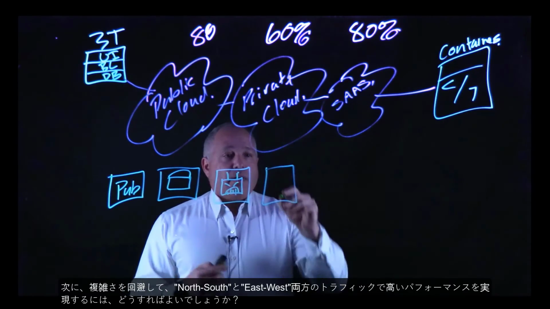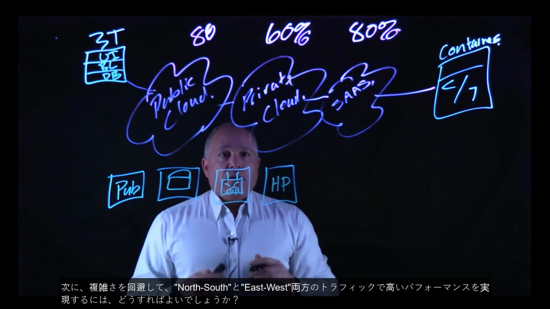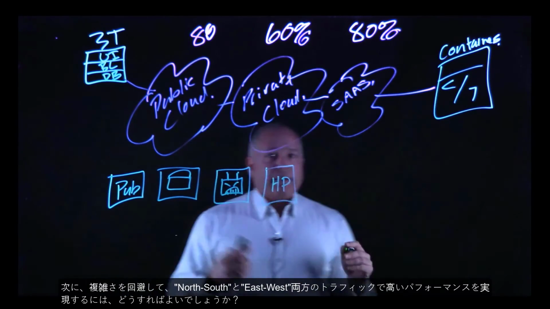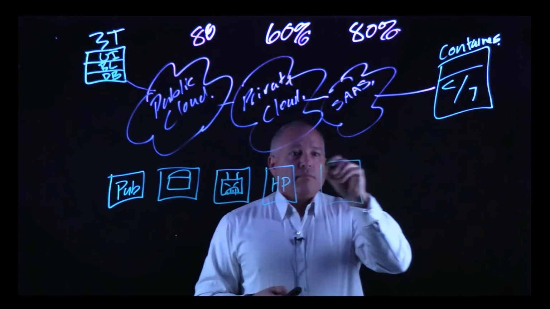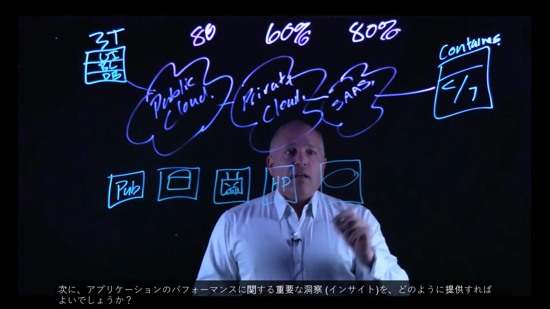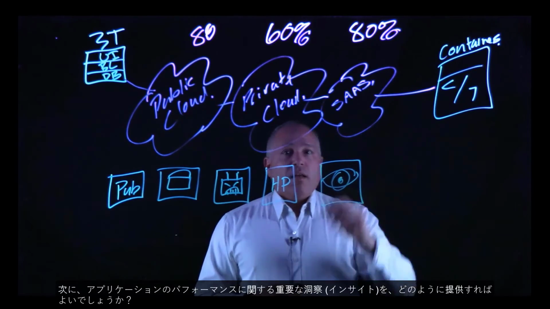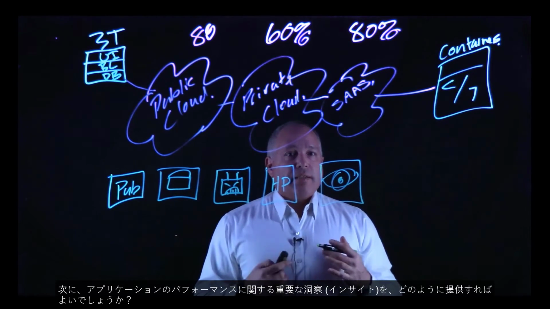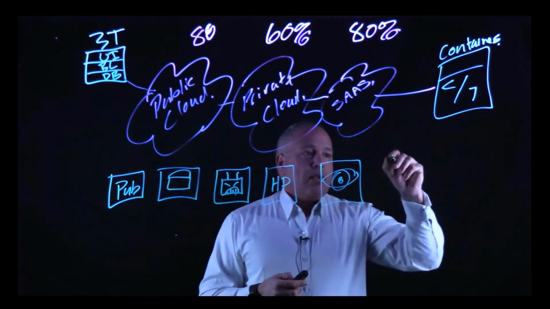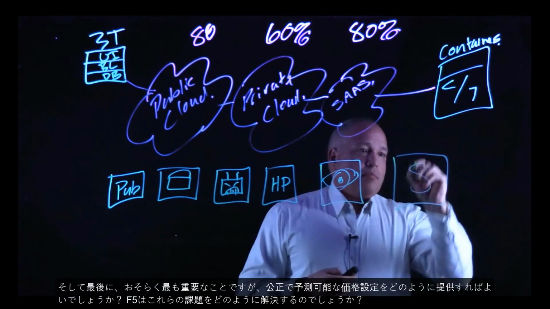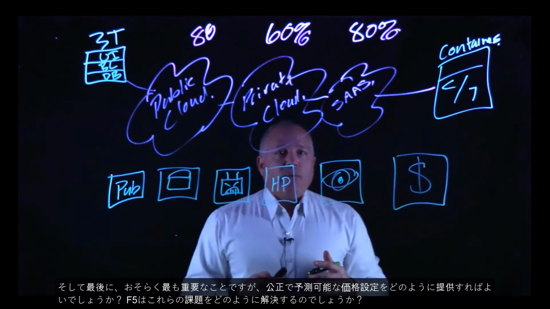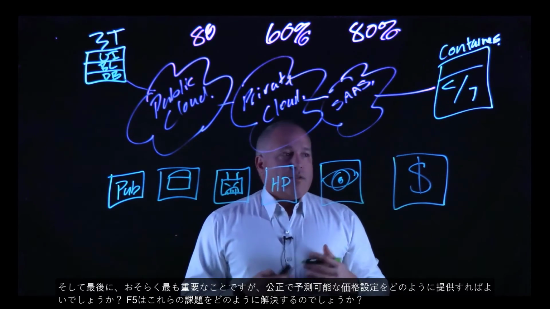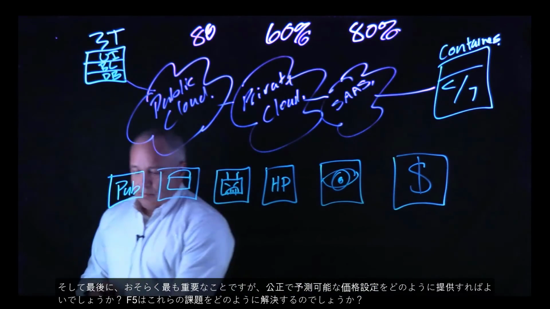Next, how do we deliver a high level of performance for both north-south and east-west traffic without implementing complexity? Next, how do we provide critical insights into this application performance? And lastly, and possibly most important, how do we provide fair and predictable pricing? So how does F5 solve for these challenges?